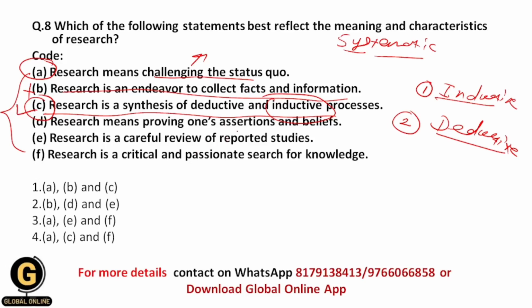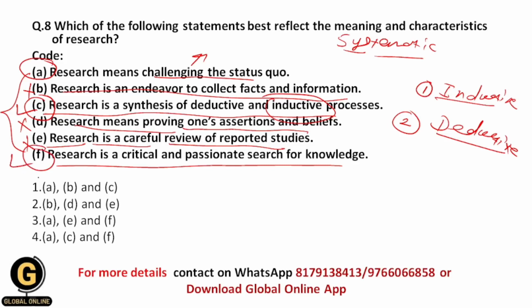Research means providing one's assertions and beliefs, not always, and that's why this is also incorrect. Research is a careful review of reported studies. This is also not always, so this is also incorrect. Research is a critical and passionate search for knowledge. As we have seen, research means a search for knowledge, in a critical and passionate way, and that's why this is also correct. So from these statements you tell me what is the correct answer to this question. Obviously answer 4, A, C, F. A, C and F.